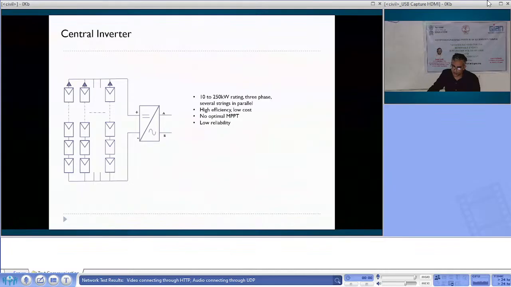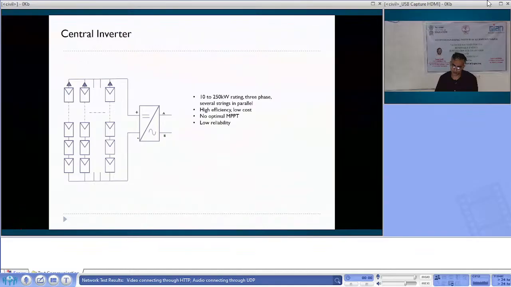Several strings are connected in parallel. It has high efficiency because only one inverter has to be managed, and low cost. But what is the problem? No optimal MPPT. MPPT is maximum power point tracking. When we are tracking the maximum power point, you cannot track it as a complete array. If it is one panel, you can efficiently track the MPP. If the panel number is increased, it's very difficult to track the MPP as a combined one. With several panels, again, getting the MPPT point is difficult.